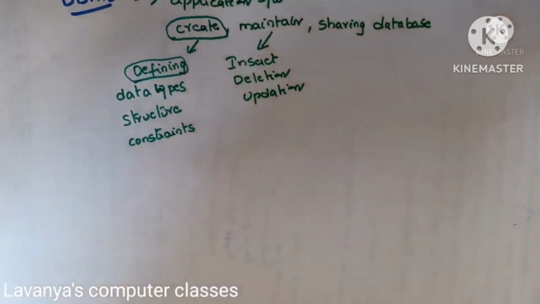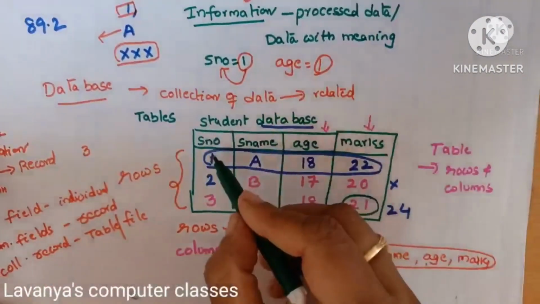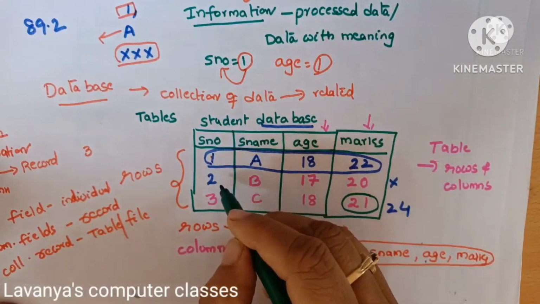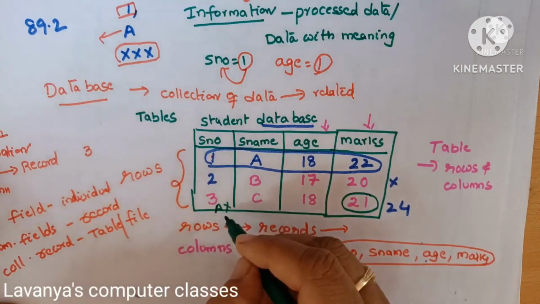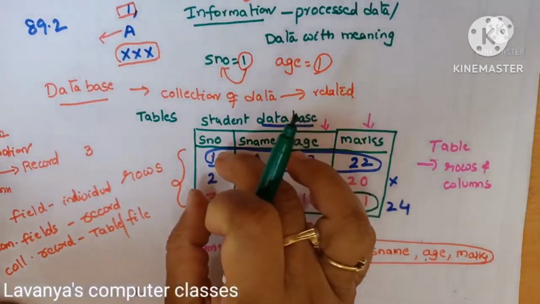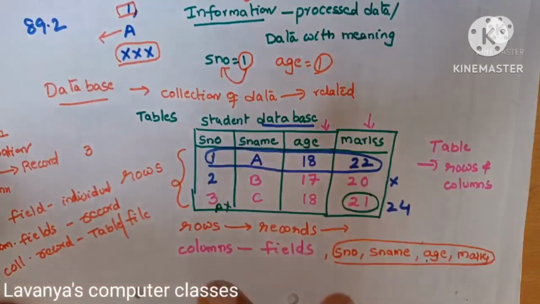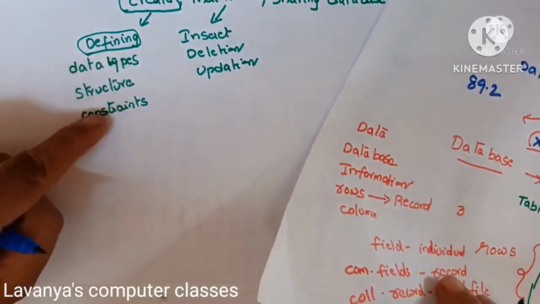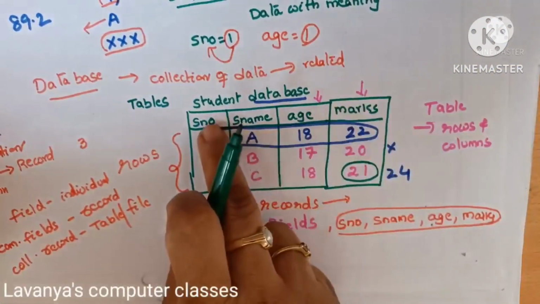Data types. What do data types mean? Again, we just check the previous example of the database. In the serial number, what type of values are entered? 1, 2, 3, numerical type. In the serial number, we do not write information like A. A is not valid data. So in this particular field, which type of data we have to enter is specified at the time of defining the database only. That is called data types. What data types do we require? Structure of the database: how many fields do we require? What are their data types?